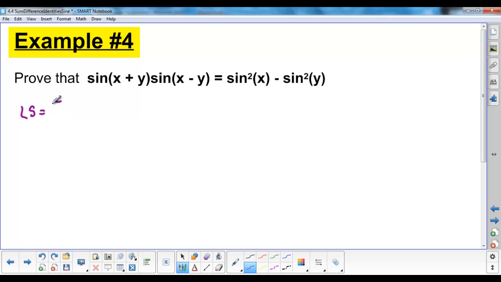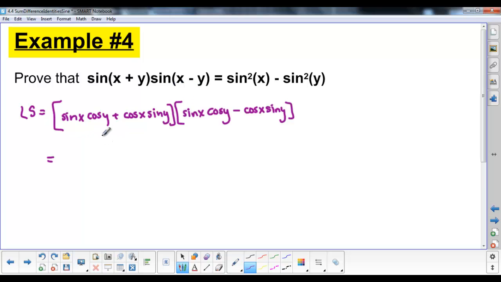Now we're going to expand. So I'll first expand sine x plus y. That is multiplied to the expansion of sine of x minus y. Basically, we have two binomials here. We can start by distributing. First we'll do sine x cos y times sine x cos y. And that'll give us sine squared x and cos squared y.